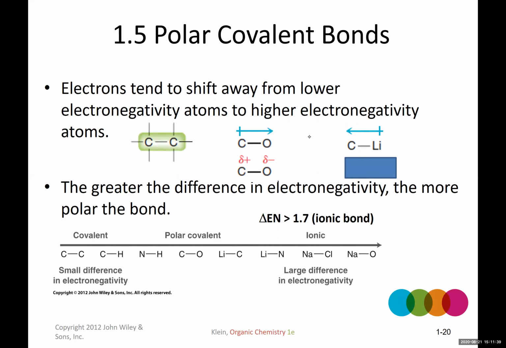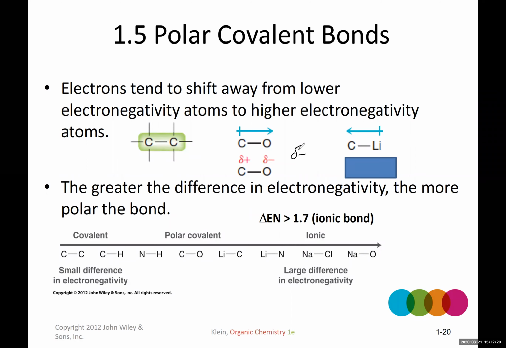Here are some examples of bonds that range from nonpolar, a C-C bond where the sharing of electrons is the same between the two identical carbons, to a bond like carbon and oxygen, where the oxygen is more electronegative than carbon, so it pulls on the electrons more strongly. That shifts the electrons in the bond closer to the oxygen. There are two ways to show that. When the electrons move closer to the oxygen and further from the carbon, the oxygen develops a partial negative charge, which we illustrate with a delta minus sign.